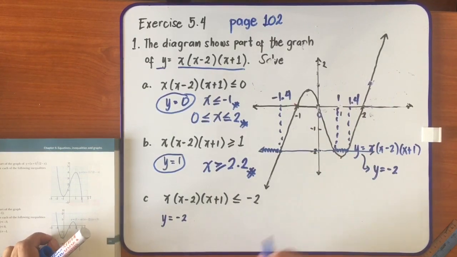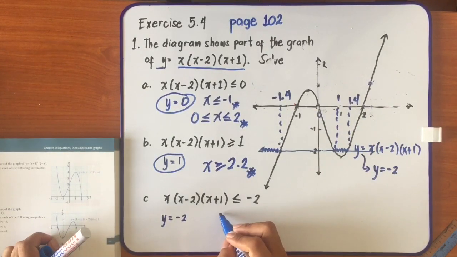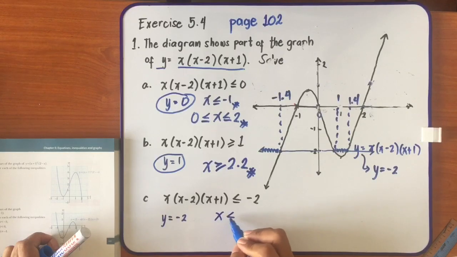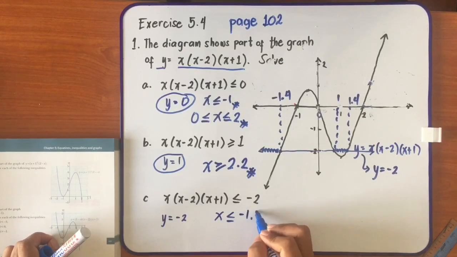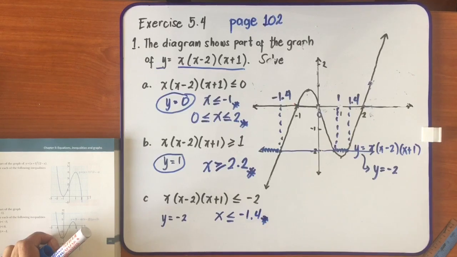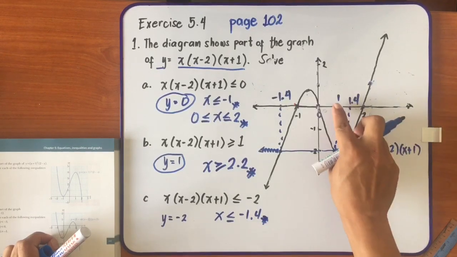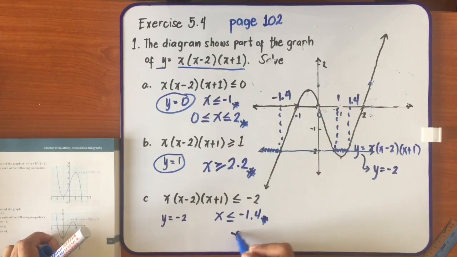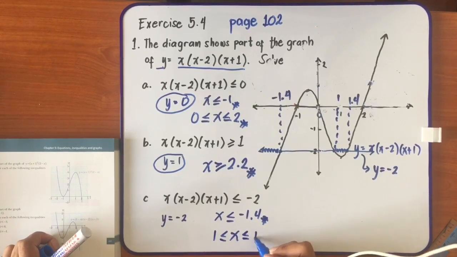Okay? So it means the answers here are, one is x is less than or equal to negative 1.4. And between 1 and 1.4. So it means x is greater than or equal to 1 but less than or equal to 1.4.